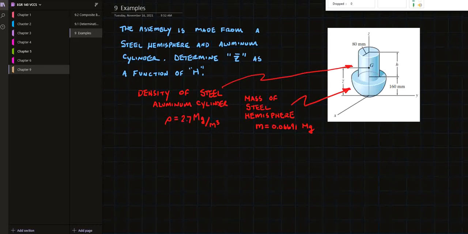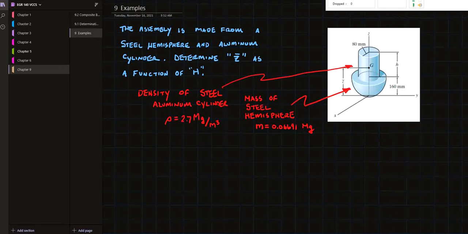Okay, I'm going to do a couple extra examples here. First off, we're going to go back to section 9.2, and I'm going to do an example involving mass. So we have this assembly, and it's made out of a hemisphere with a cylinder on top. The hemisphere is made out of steel, and the cylinder is made out of aluminum.